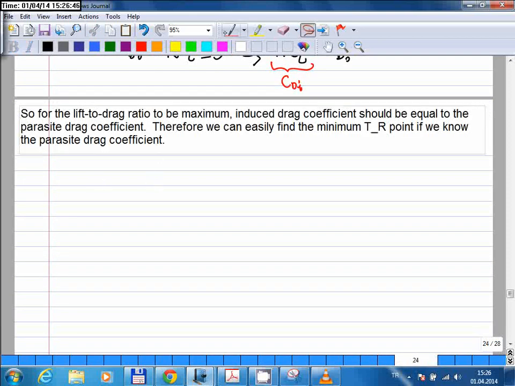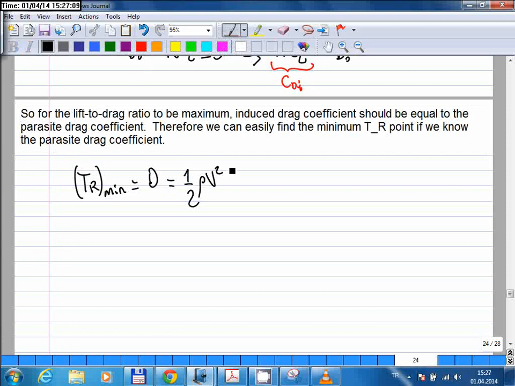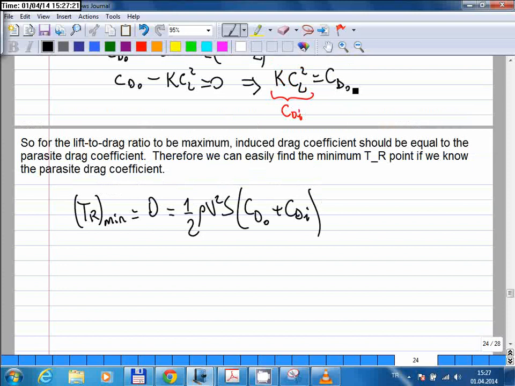If you're wondering what the minimum thrust required value is, I can do that quickly as follows. The minimum thrust required is equal to the minimum drag force, and that's equal to 1 over 2 times rho times V squared times S times CD, but CD is equal to CD0 plus CDI. For this minimum condition, CDI should be equal to CD0, as you see here. So CD becomes 2 CD0, and the minimum required thrust then becomes rho times V squared times S times CD0. This is the minimum thrust required value for an aircraft.